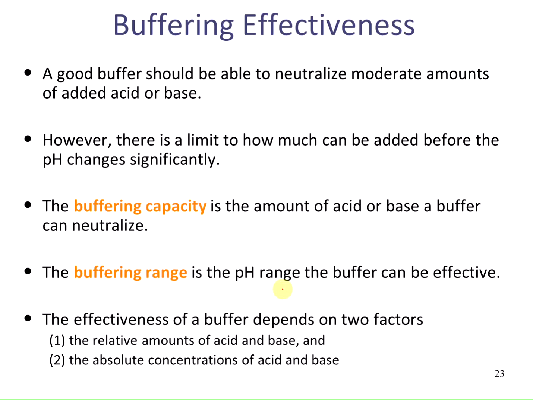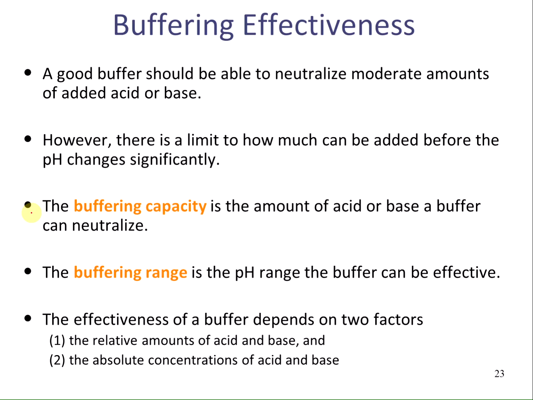Now let's talk about buffering effectiveness. A good buffer should be able to neutralize moderate amounts of added acid or base. However, there's a limit to how much can be added before the pH changes significantly. The buffering capacity is the amount of acid or base a buffer can neutralize, and the buffering range is the pH range over which the buffer can actually be effective. So the buffering capacity is how much it can take in without a big change in pH, and the buffering range is the pH range that the buffer is effective over.